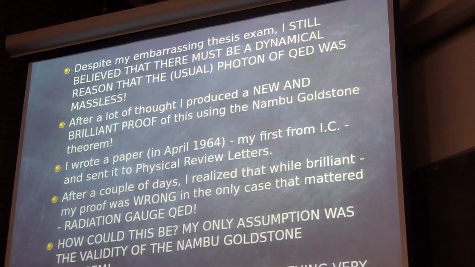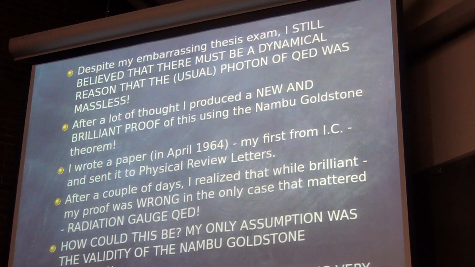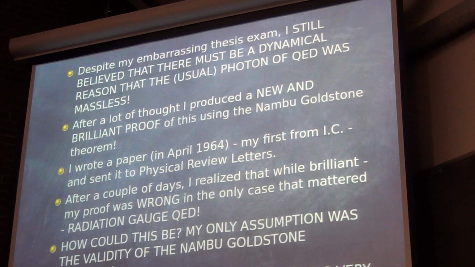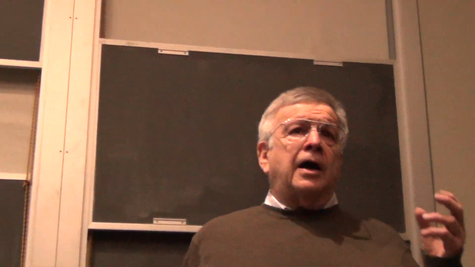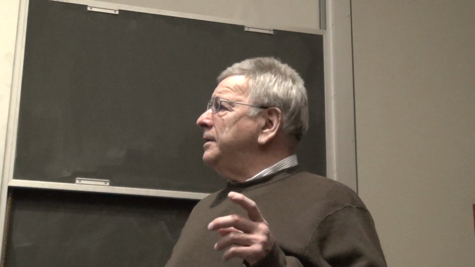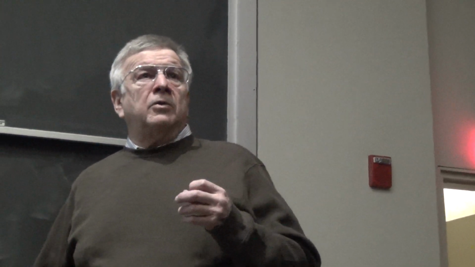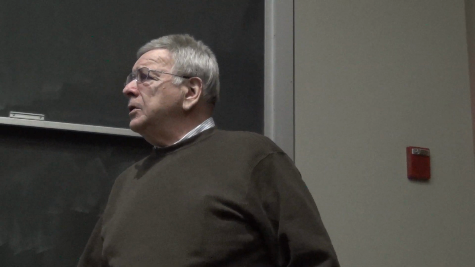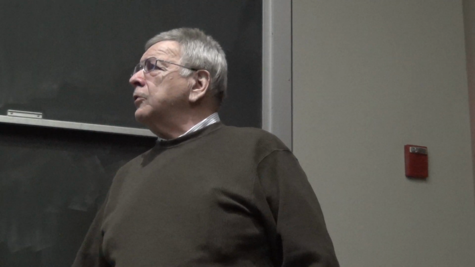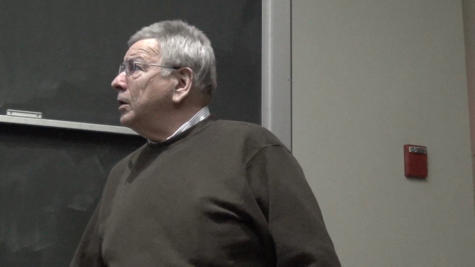So I was still worried, as I said, about why the photon didn't have zero mass. And I worried a lot, and as worrying will tend to do, I then produced an absolutely beautiful, brilliant proof that the photon of normal electromagnetism must have zero mass through a Goldstone theorem. After a while, I quickly wrote it up. I sent it off to PhysRev Letters. Didn't talk to anyone about it. Probably should have. And I realized after a couple of days that it was just wrong.